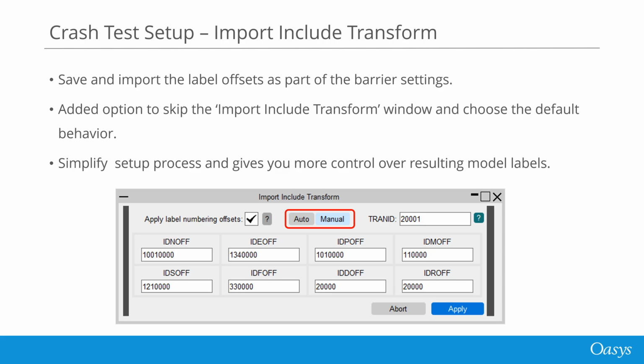A new toggle button was added, which allows you to switch between auto and manual labels within the panel. If auto is selected, the values will be auto-generated by the script, just as before. But now you can choose your own manually defined offsets by selecting the manual option in the panel. To simplify your setup process, a new preference was added to skip this label offset panel completely and apply a default label offset to your barrier, where you can choose to always apply an auto or manual offsets to your label.